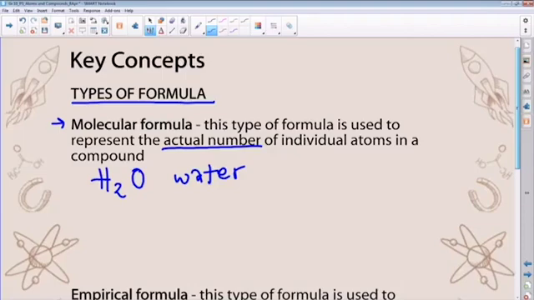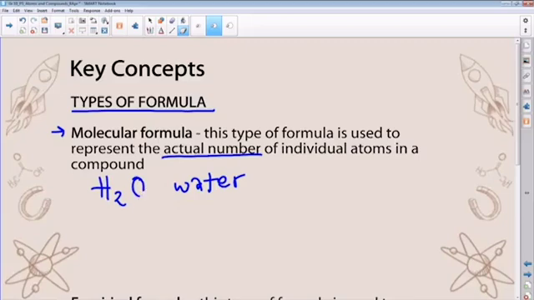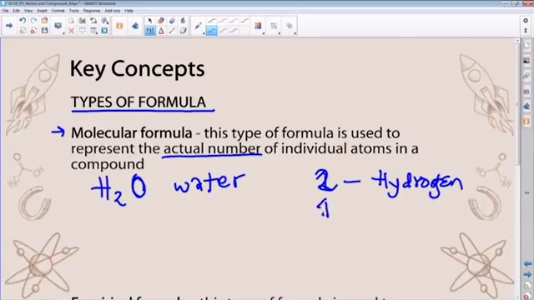Now, if we have a substance like water, with these atoms chemically joined together, they will also have their own forces between molecules. But our focus for now is the actual number of atoms of each element in this compound, which is 2 for hydrogen and 1 for oxygen. So we've got 2 atoms for hydrogen, and 1 atom for oxygen.